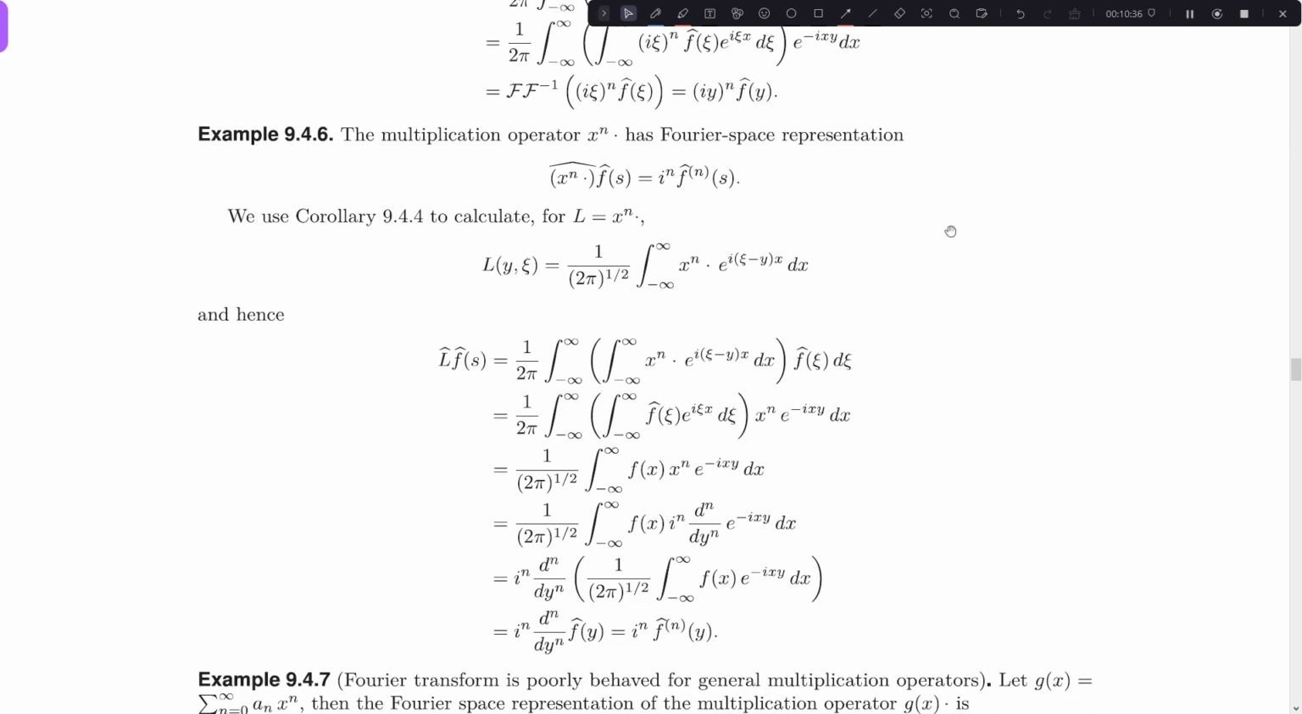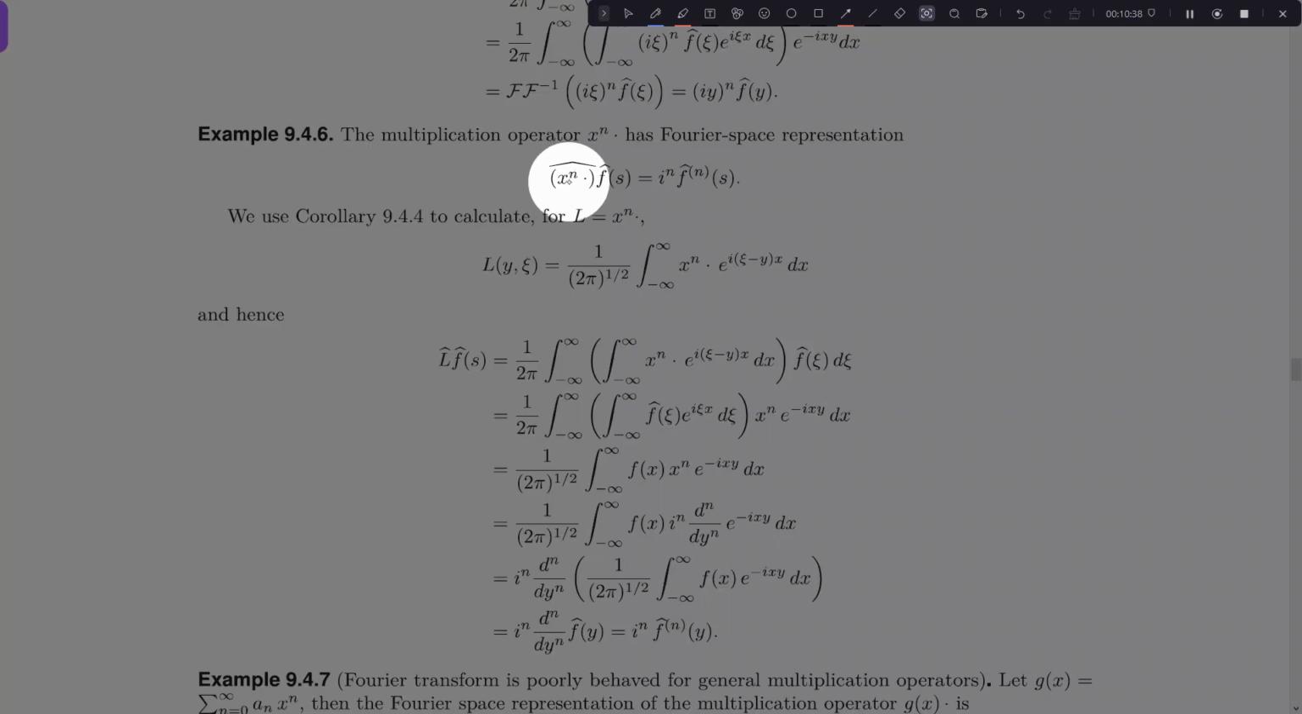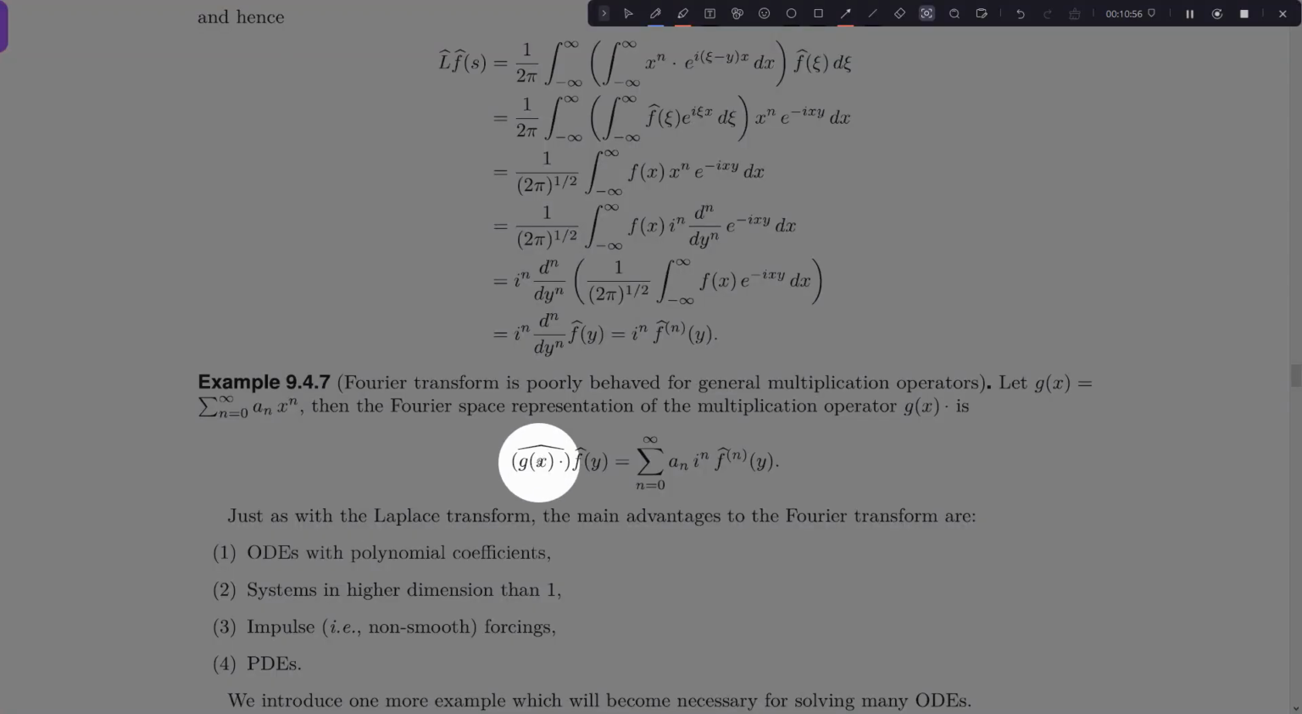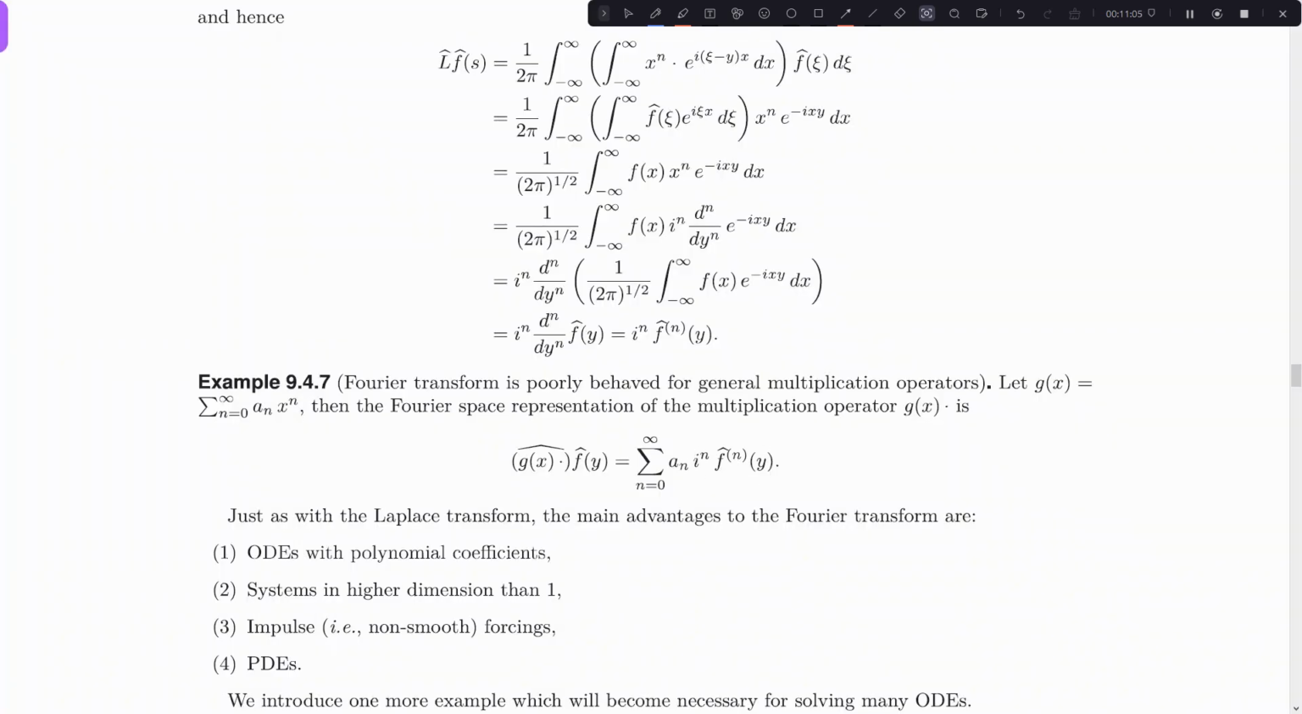And then the multiplication operator is still almost just as bad. If I'm multiplying by a monomial, I'm still picking up n derivatives in the Fourier space, and actually I have n powers of i out front as well. So this can be almost as bad as in the last case, because once again, if I decide to multiply by a function, then I'm really computing that entire function's worth of derivatives on my Fourier transform, which is not the greatest thing in the world.